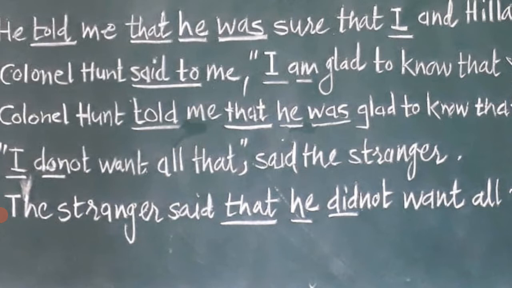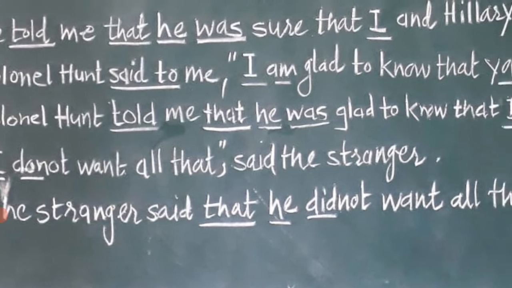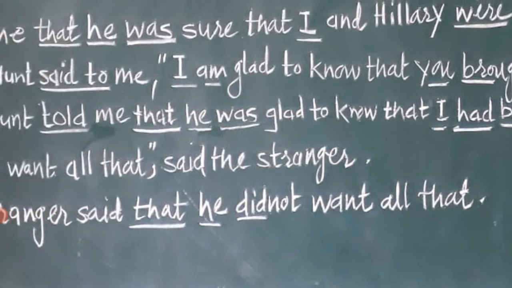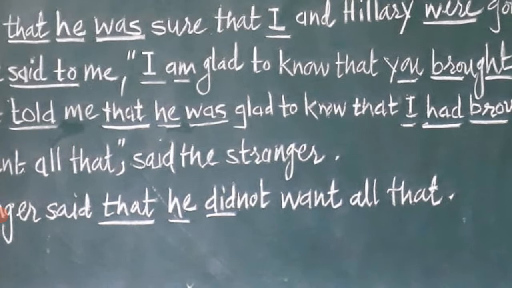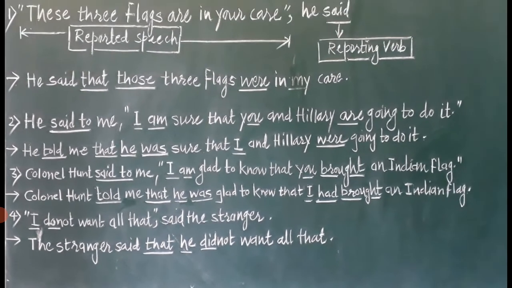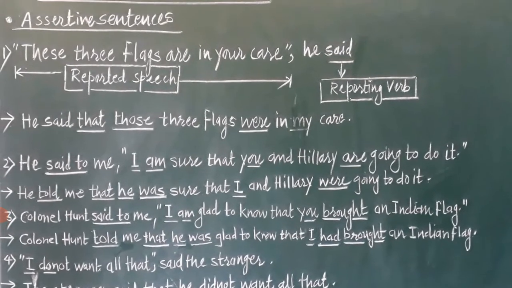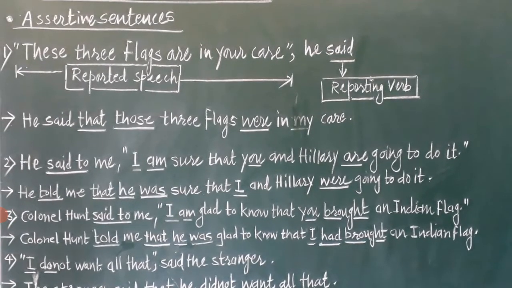So the sentence has begun, the stranger said that, as usual, "that" as a conjunction, and "I" is converted into "he", and "do not" is converted into "did not". "Want", "all", and "that" are already given, so that cannot be changed in any other form. That's why it remains as it is. So this is how we have learned about assertive sentences, direct speech into indirect speech.